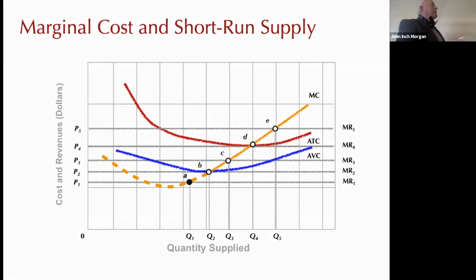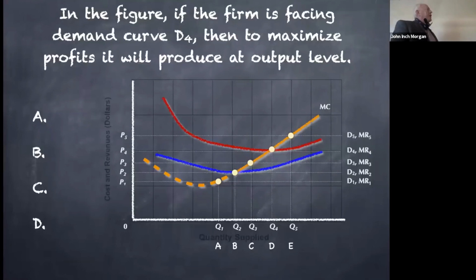Okay, a couple of other questions. In this figure, if the firm is facing demand curve 4, so you've got to take a look at that, then to maximize profits, it will produce at what level? So we have our quantities at the bottom, labeled A, B, C, D, and E. And if we're producing at 4, so 4 would be this level right here.